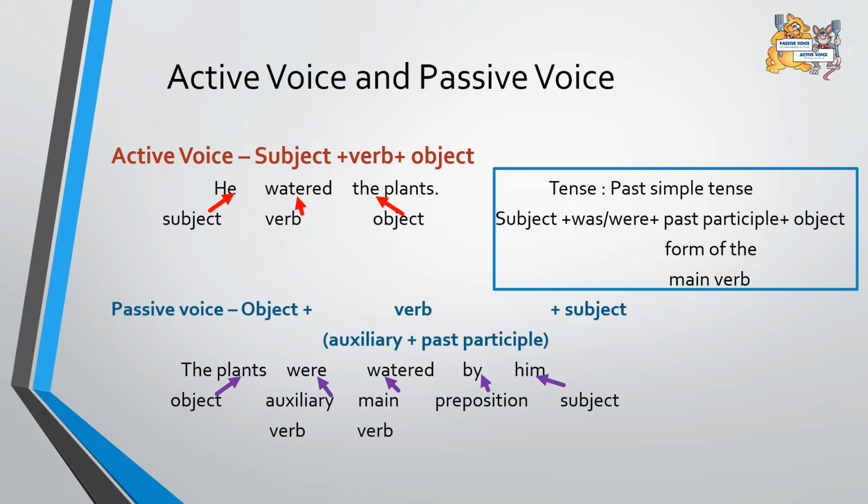The plants is a plural noun, so we select the verb were. Then we write the past participle form of the main verb, that is watered. Next, we use the preposition by to show who performed or did the action. Finally, we write the subject at the end of the sentence. In this situation, if the subject is given, you should change it to the object pronoun. Here the subject pronoun is he and it becomes the object pronoun him. The passive voice sentence says, the plants were watered by him.